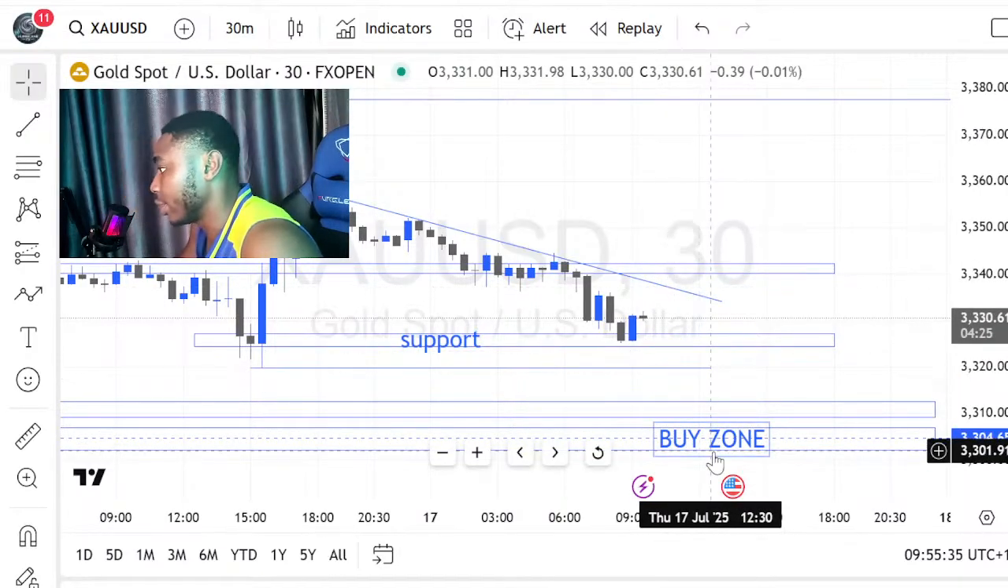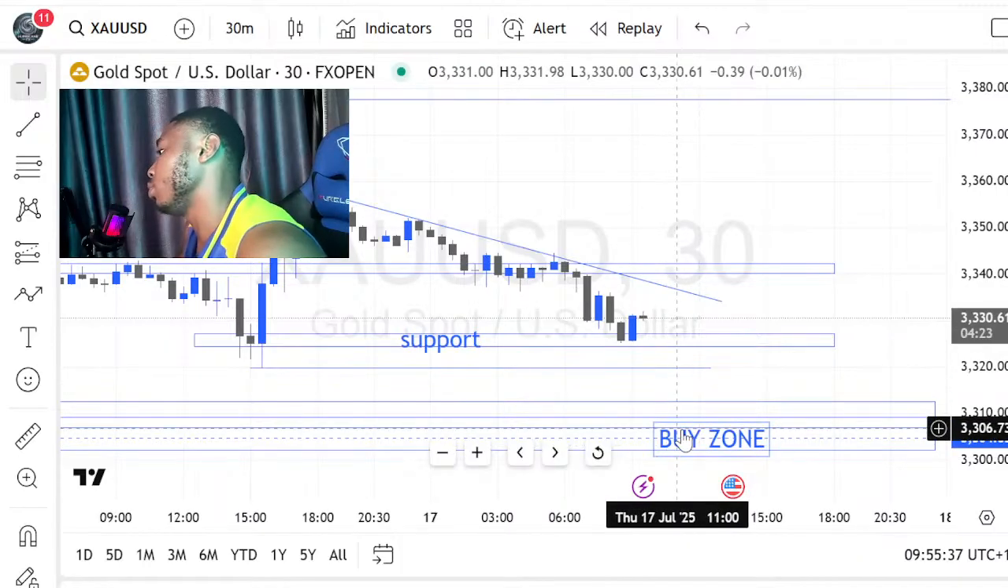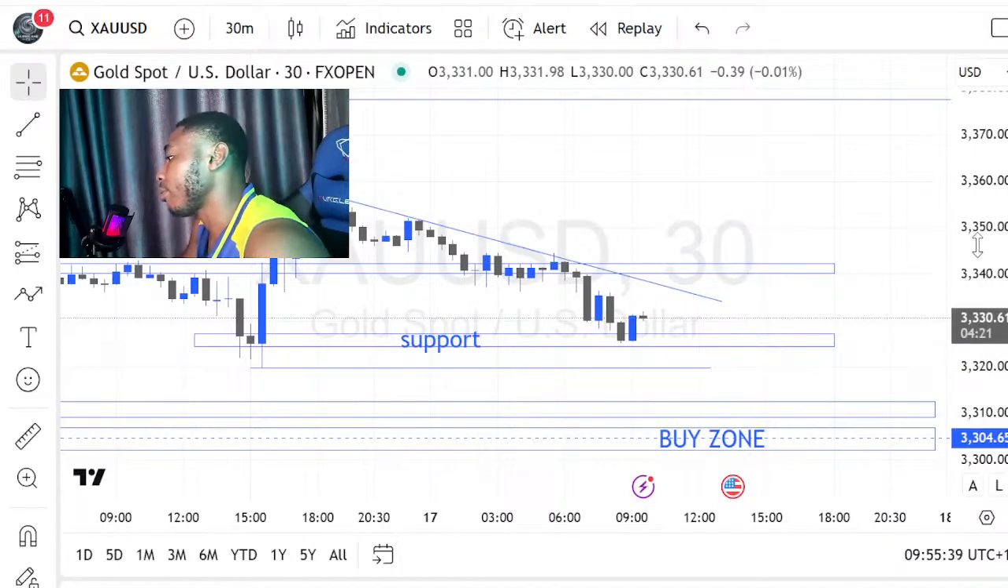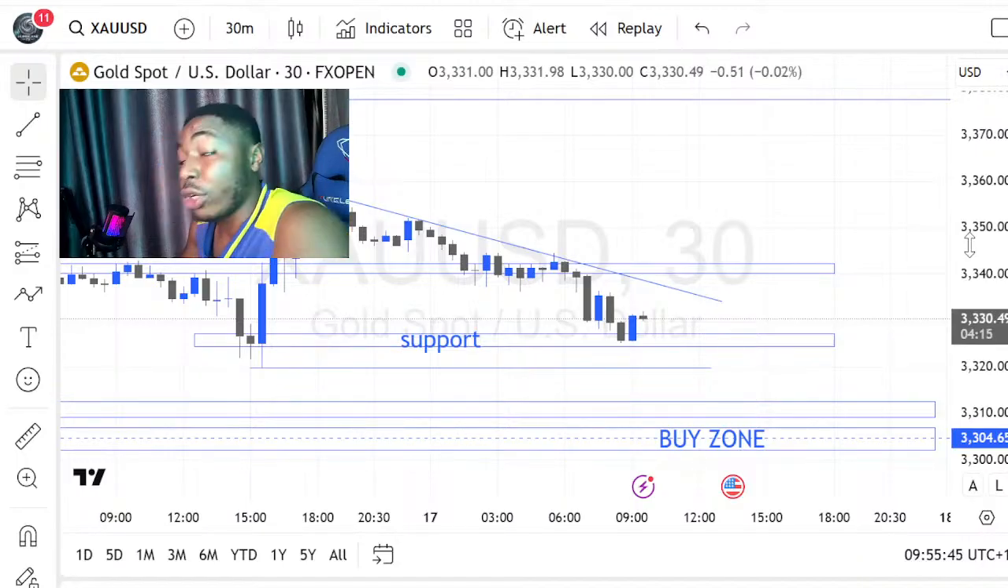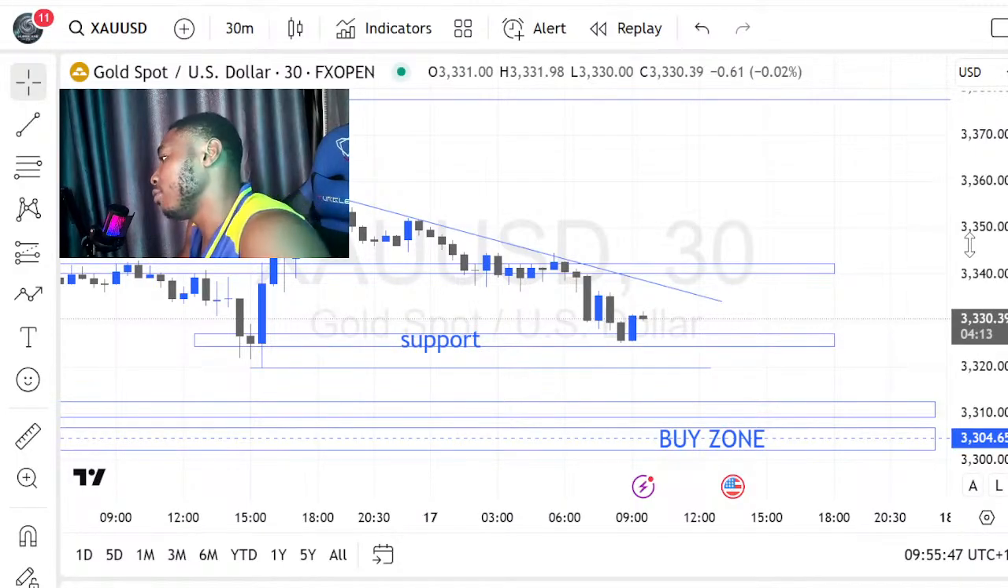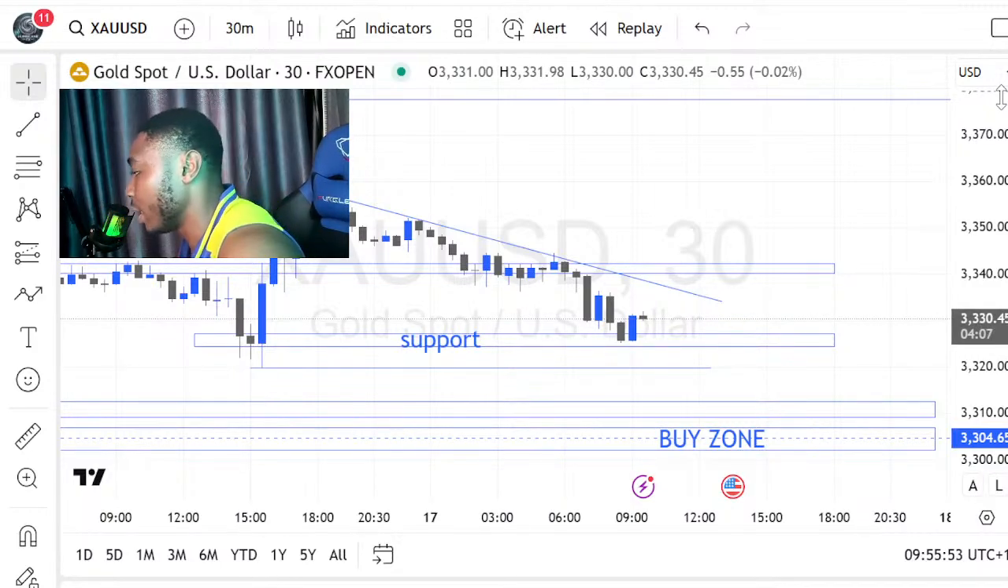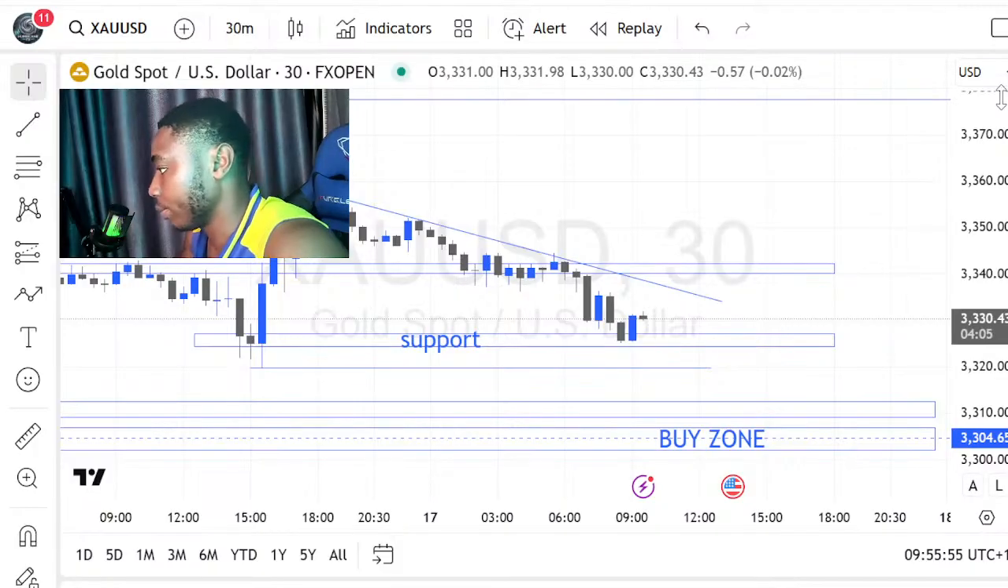Okay, so this buy zone. And also I said we have a very volatile news coming today, which I might be active because I think I'm going to do something today. So I'm not sure I'm going to be active during that news. So we're just going to see how the market plays out today.